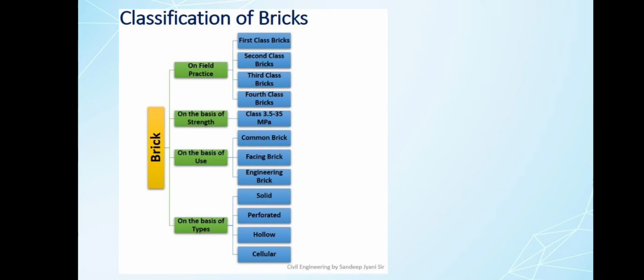Classification of brick. Brick on the field practice: first class brick, second class brick, third class brick, fourth class brick. On the basis of strength: class 3.5 to 35 MPa. On the basis of use: common brick, facing brick, engineering brick. On the basis of types: solid, perforated, hollow, cellular.